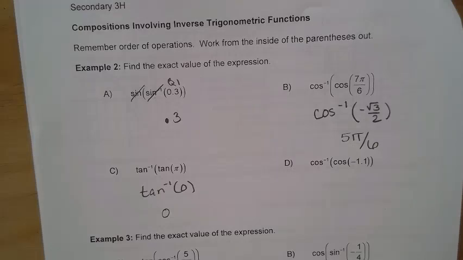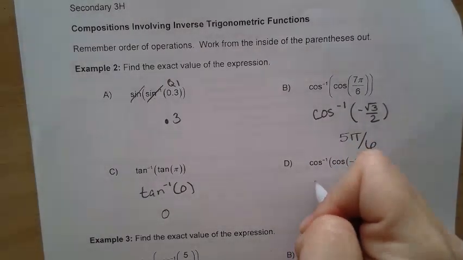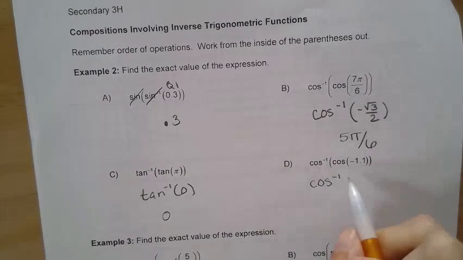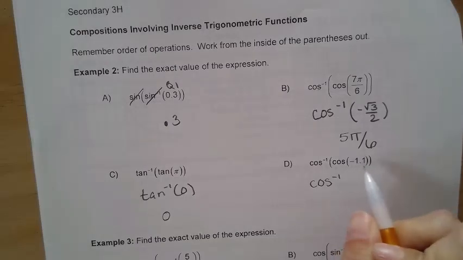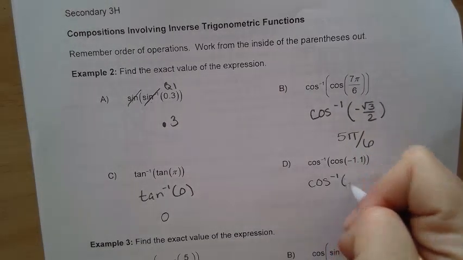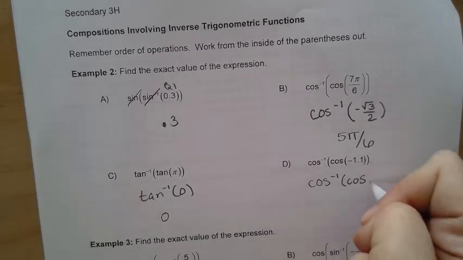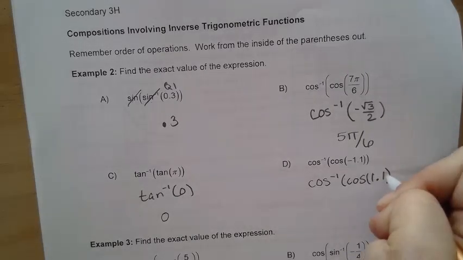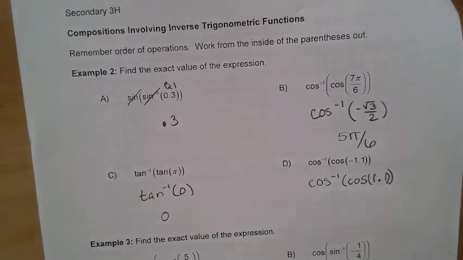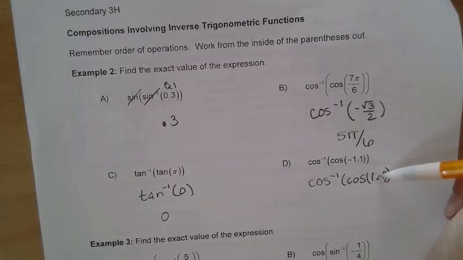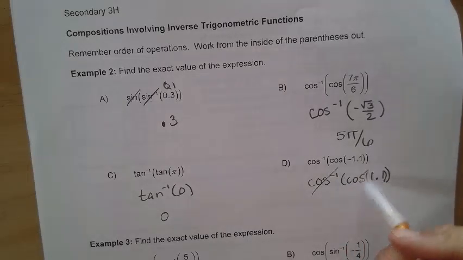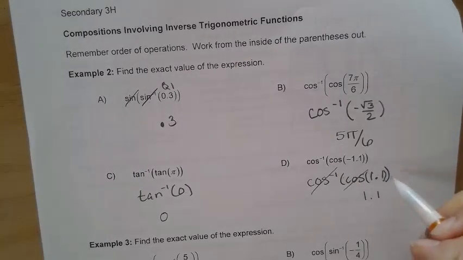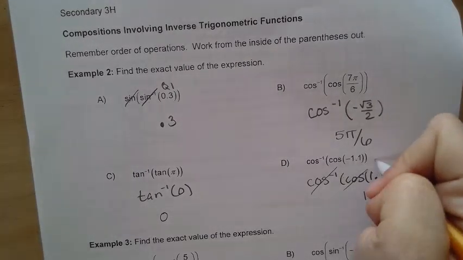D is a little bit trickier, but what we can do is remember the property we learned in 6.1. Cosine negative is the same thing as cosine positive. So I'm going to change this to positive. Now I can see that these two will cancel. 1.1, since we are okay in the quadrant we need to be in, which is the second quadrant.